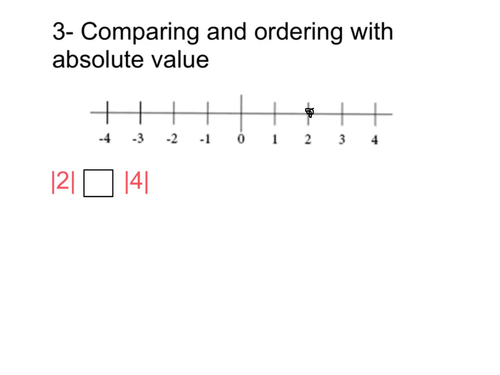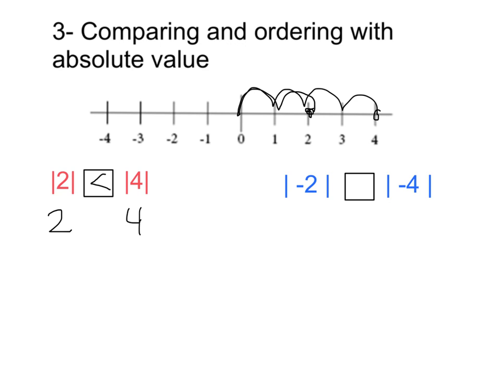So since we are looking at positive 2, the absolute value is the distance from 0. So our absolute value of 2 is a positive 2. And again, we do this with 4, and we see it is 4 away. So we are actually really comparing positive 2 and positive 4. Since positive 4 is greater, we know that the absolute value of 2 is less than the absolute value of 4. We also can do this for our second example, when now we are dealing with the opposites.